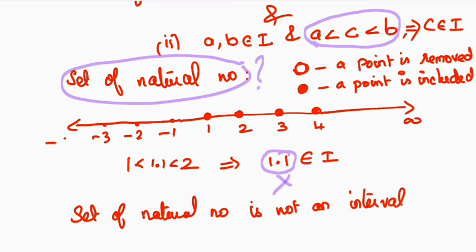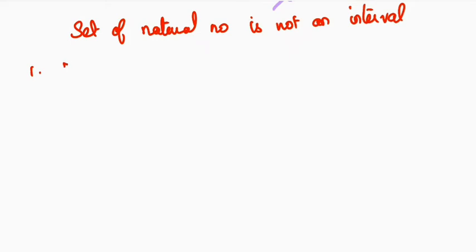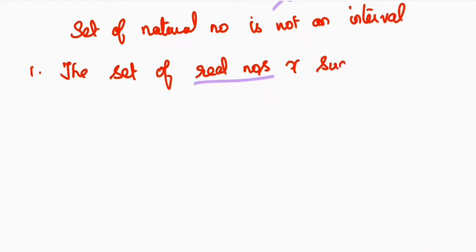Like that, the set of whole numbers and the set of prime numbers are not intervals. For examples of intervals, I'll consider two examples. The first one: the set of all real numbers. This word is important. The set of all real numbers x such that 1 is less than or equal to x less than or equal to 3.